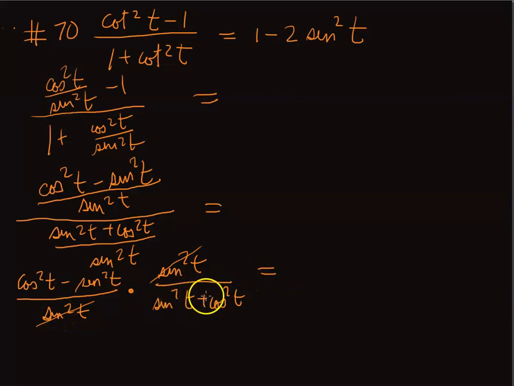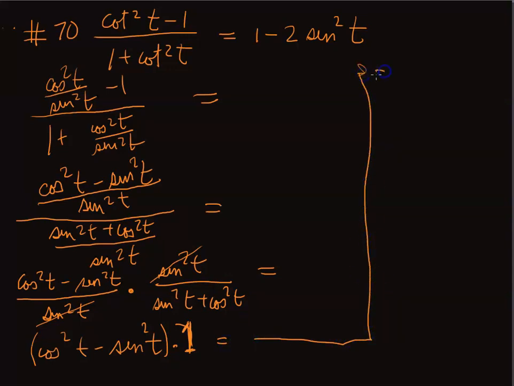The sine squared t plus cosine squared t is an identity that is just 1, the Pythagorean identity. So we have really cosine squared t minus sine squared t times 1, right? Because it's 1 over 1. Put that here, times 1. This is the 1. Now, I'm going to start another spot here. Oh, I don't want the equal sign there, though.